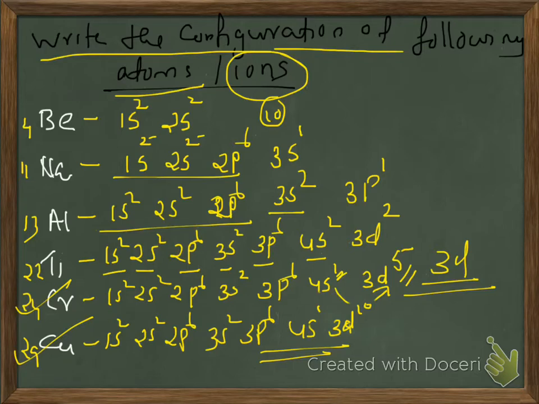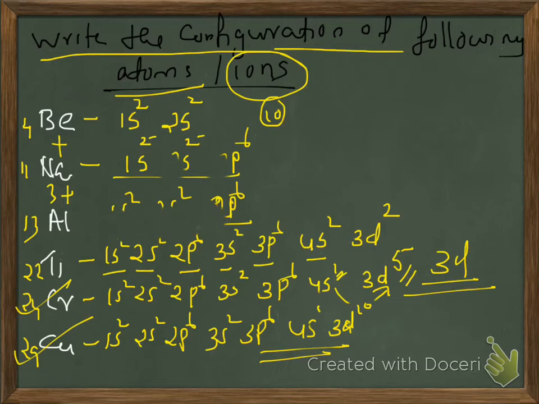If you have been asked to write the configuration of the Na plus ion, then you have to remove this 1 electron. Then the configuration is 1s2, 2s2, 2p6. If you have to write the configuration of Al plus, then you have to remove 1 electron. If you have to write Al3 plus, then you have to remove 2 more electrons. Then this is the configuration of aluminum 3 plus.